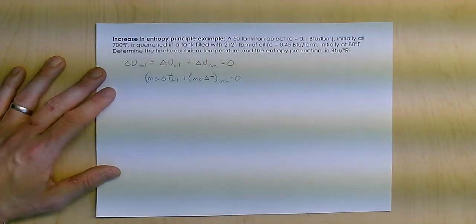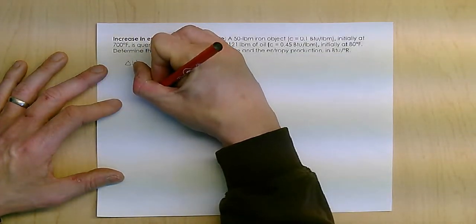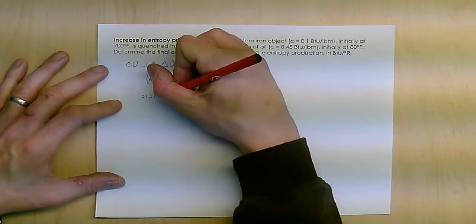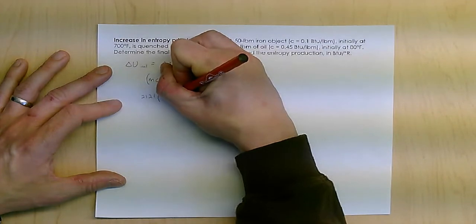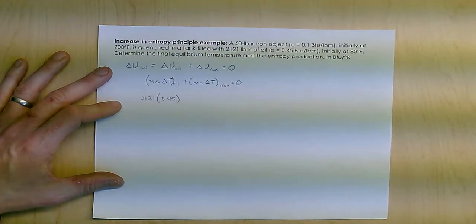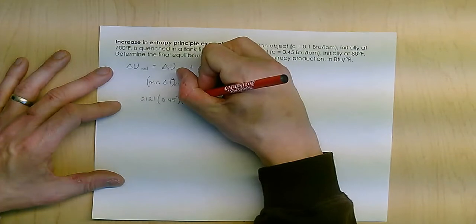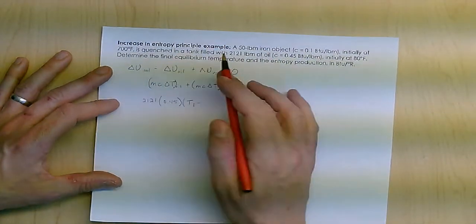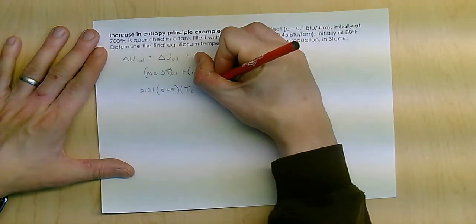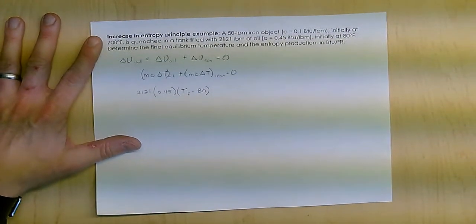Okay, so I guess I have the oil first, so that's 2,121 pounds times C, which is 0.45 BTUs per pound, times the temperature change. Now the temperature change is final minus initial, which is going to be T final minus T initial. And because I'm using difference in temperature, I can just stay with Fahrenheit here. I don't need to go to Rankine because I don't need the absolute temperature.